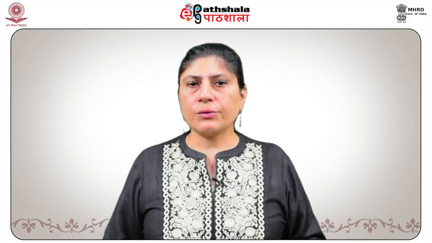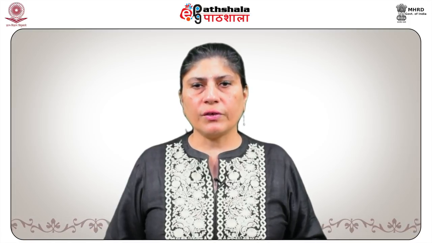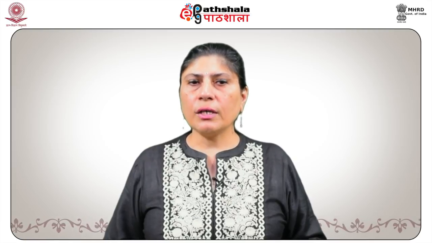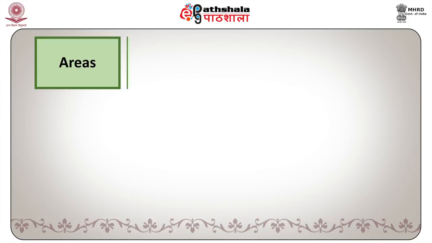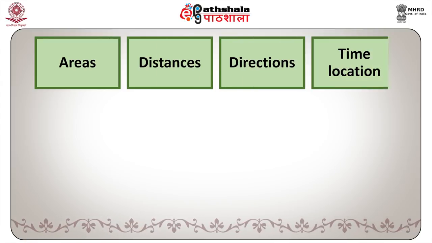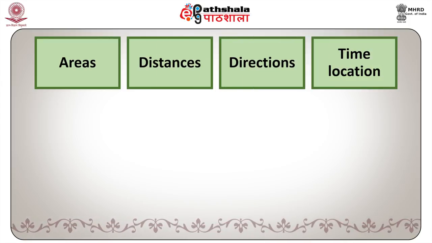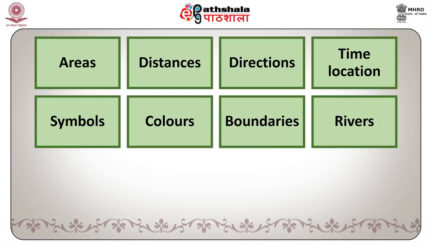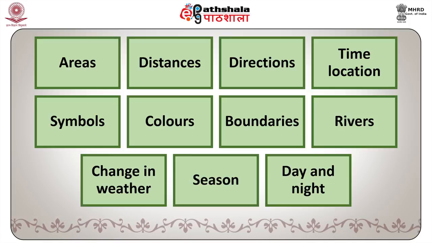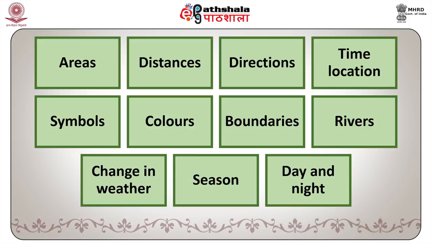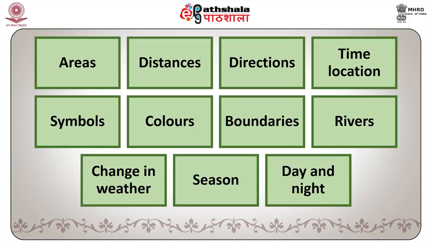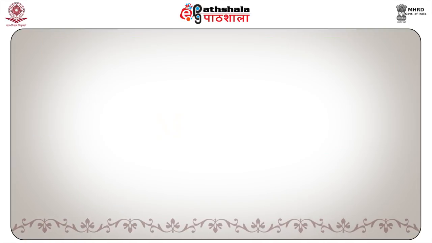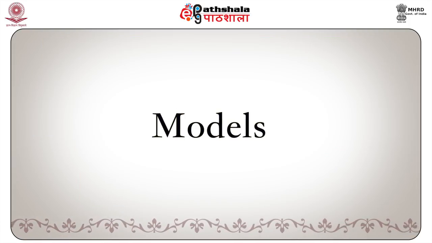The next visual material is globe. A globe is a three-dimensional representation of Earth's surface on a very small scale. It is a round-shaped wooden or plastic model of Earth and provides information about areas, distances, directions, time, location, and it uses symbols, colors to show boundaries, rivers, change in weather, seasons, day or night through using these colors and symbols.